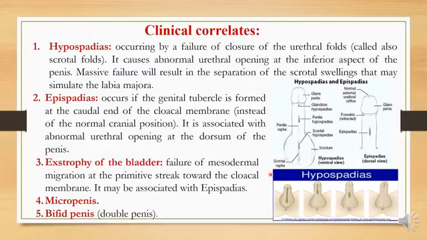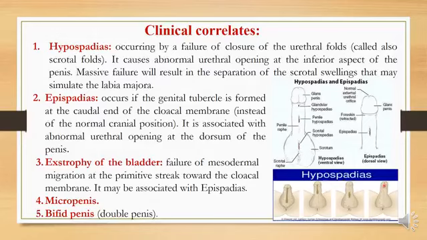Now the clinical correlates. First, hypospadias occurs by a failure of the closure of the urethral fold, also called the scrotal fold. It causes an abnormal urethral opening at the inferior aspect of the penis. Massive failure will result in the separation of the scrotal swellings. They may simulate the labia majora.